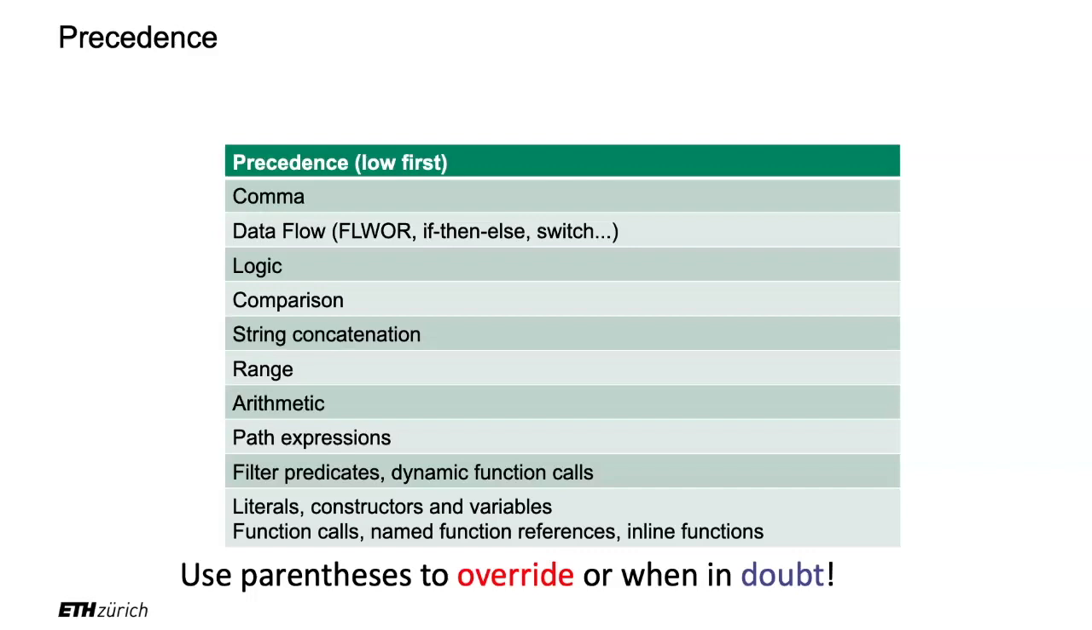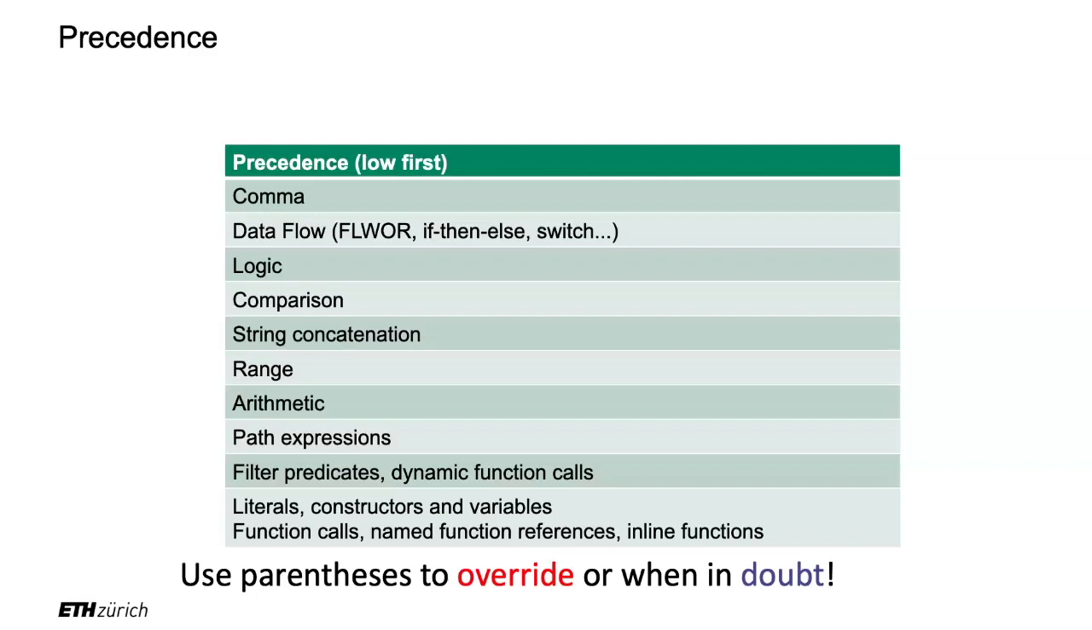Now, I don't know for you, but I'm a human being and my brain is a bit limited. So I don't know that whole list by heart like we would know for multiplication and addition. But you know what to do, right? Just use parentheses. If you want to override precedence, you can use parentheses. But also, if you don't know, then use parentheses. Then you're sure that you get the precedence in order.